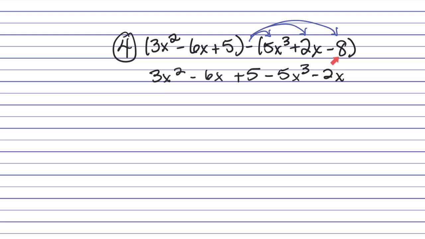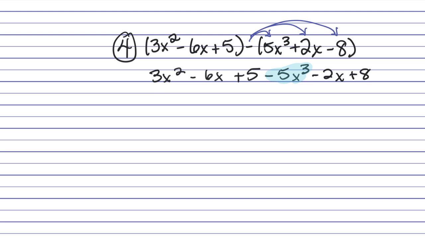This was a negative 8, it is now going to become a positive 8. Now, my next step, I'm going to be looking at my variables, and I'm going to be looking for the highest valued variable, and that's going to be my x to the third power. So I'm going to come over here and look to see if I have any other x to the third powers. I don't, so I don't have to combine any other x to the thirds.